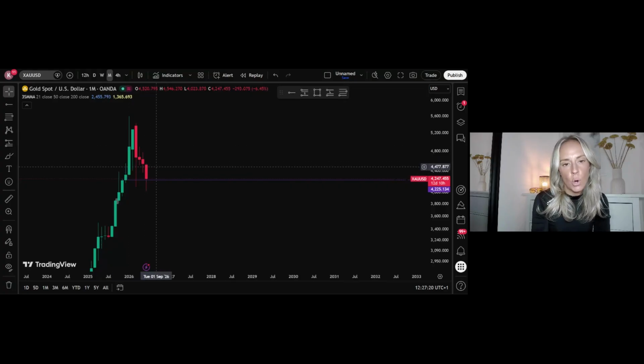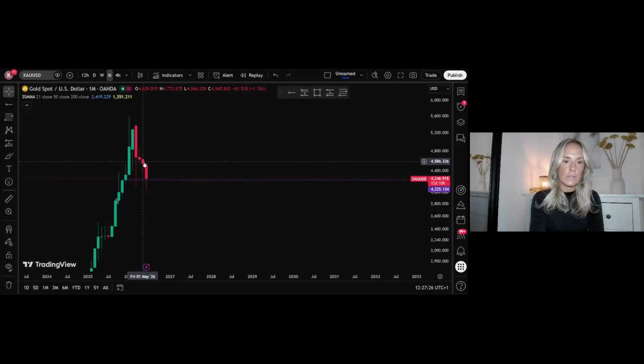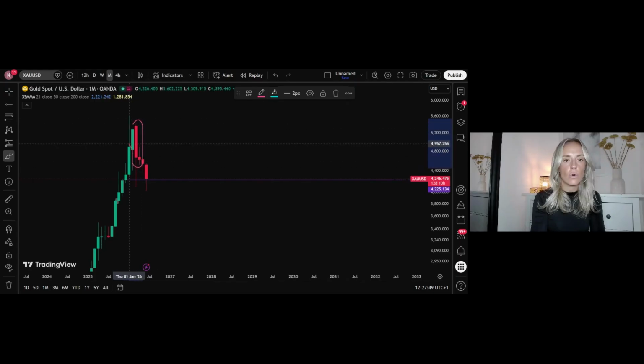So this is the current month. This is June's price movement on gold. This one was May. That's April. That's March. And you can see at the bottom tab here, it shows you the month and the year. So this candle here is 1 whole month worth of price action.